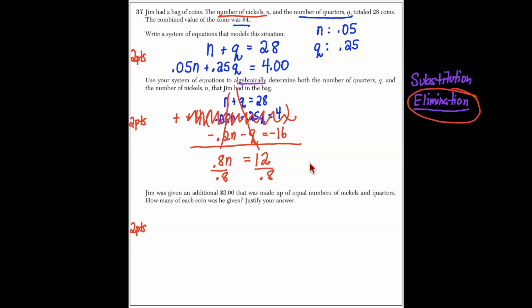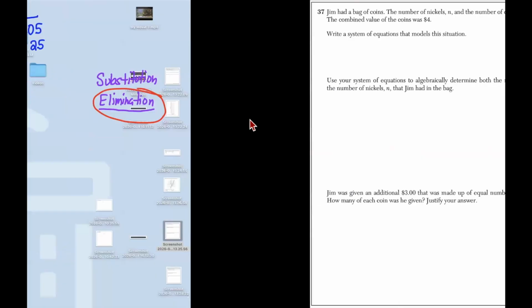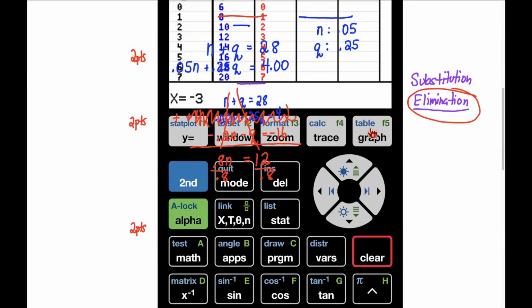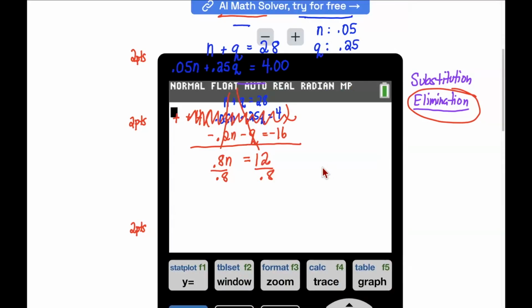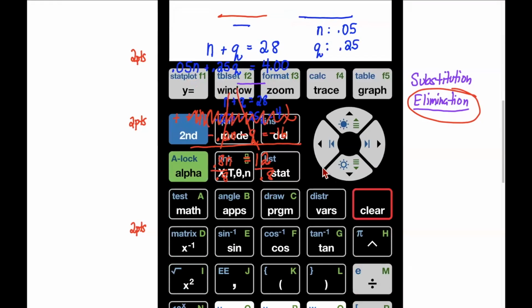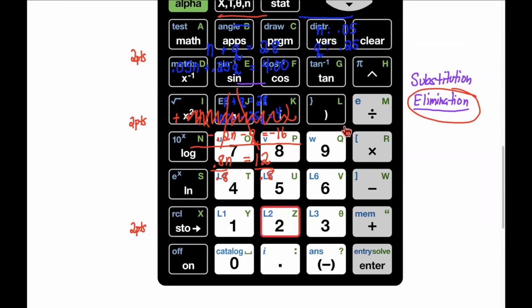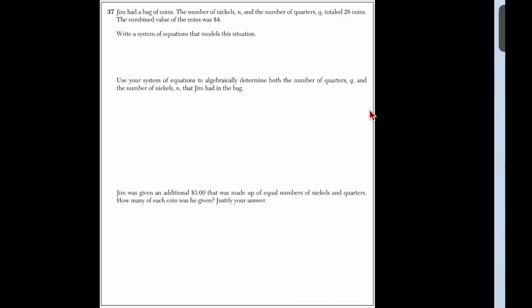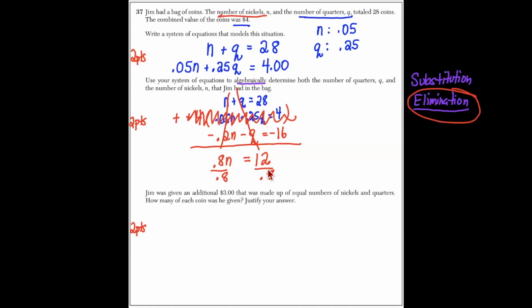And again, don't be afraid to use your calculator. Okay, if you have to throw things into your calculator, that's always going to be better than messing up by trying to do it by hand. So I've got 12 divided by 0.8 equals 15. Okay, so n equals 15.